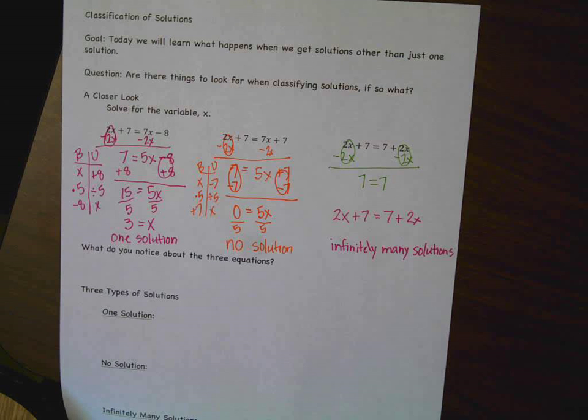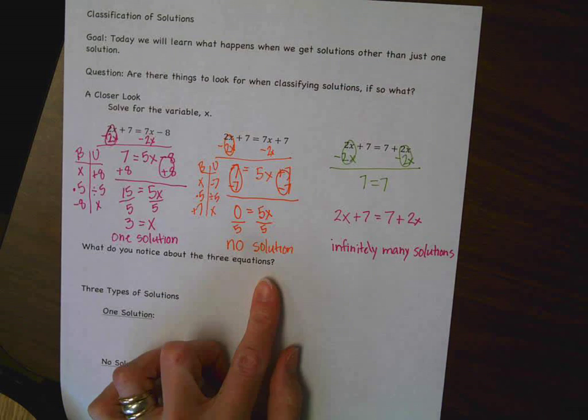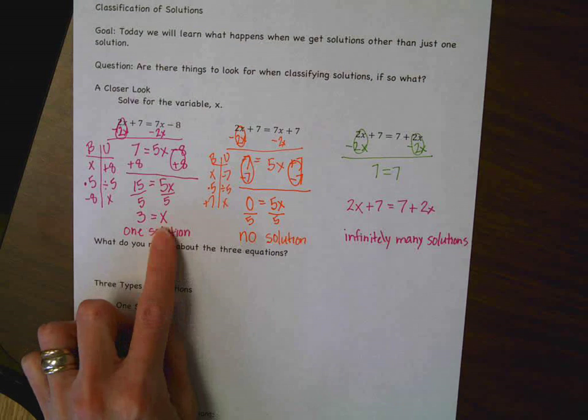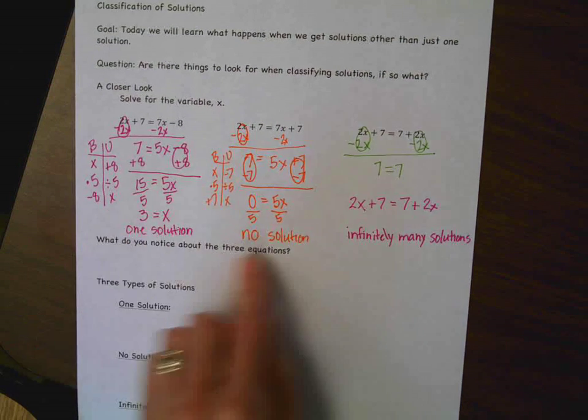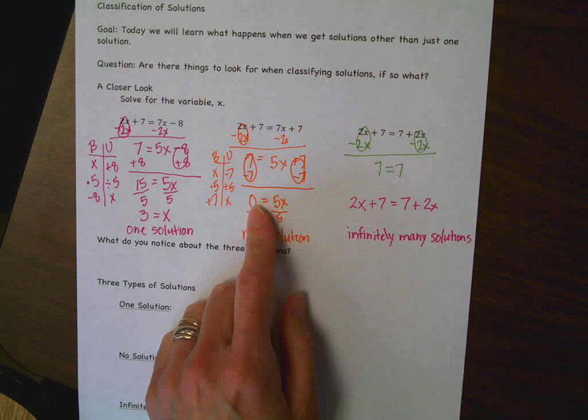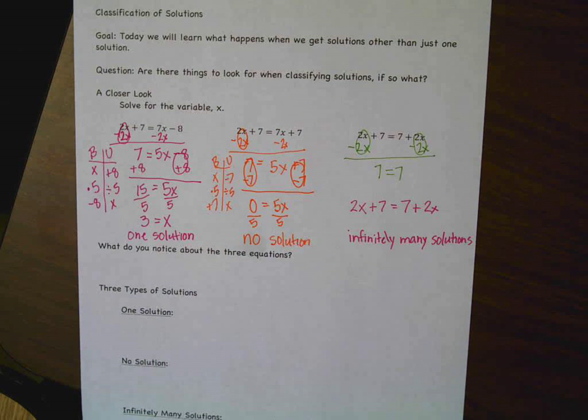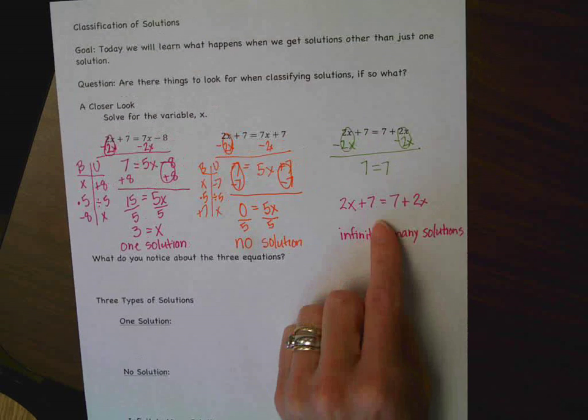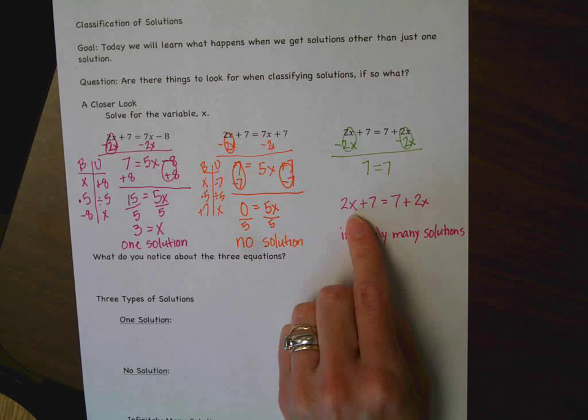Okay, infinitely many solutions. So I want you to look at the patterns. What do you notice about the 3 equations? Well, this equation has exactly one answer. This equation can't be solved. You cannot divide 0, because 0 is nothing. And then this one, it didn't matter what value we said.